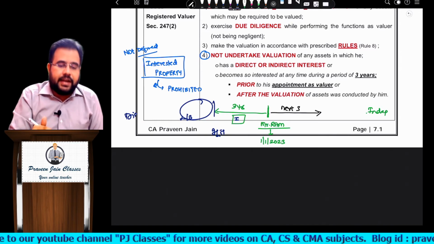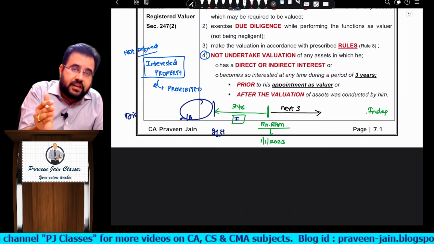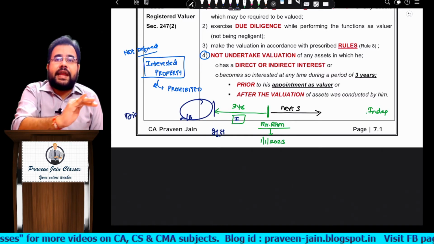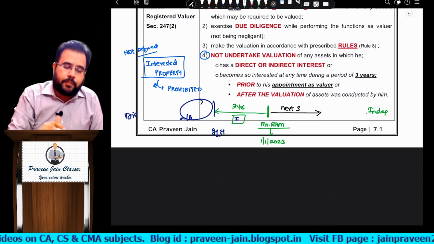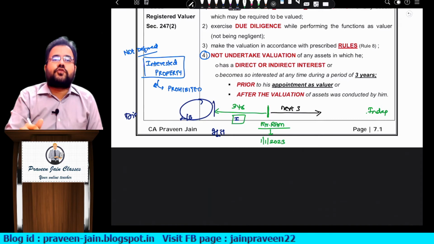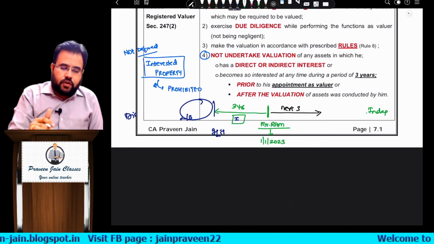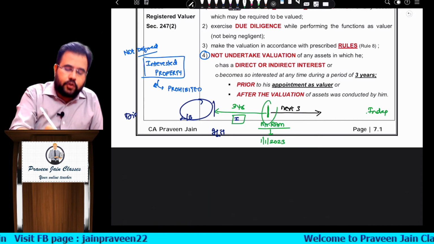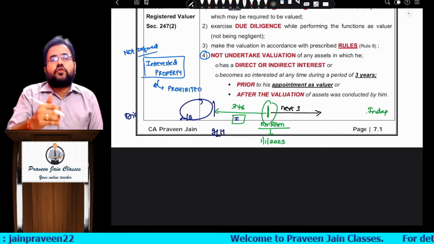When I say you are interested, sir, on the date of valuation, last 3 years, you should have no interest, direct or indirect, in that property, sir. Or next 3 years also, after doing the valuation, you should not gain any interest, sir. If at all you are doing this, please prohibit yourself from doing the valuation, sir. So you may say this, sir.